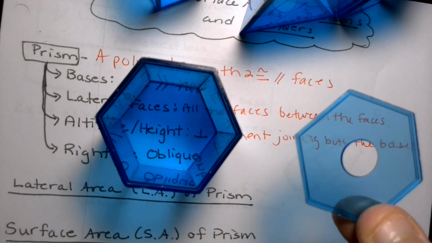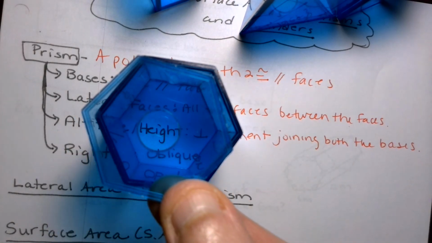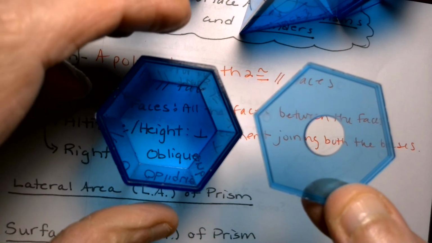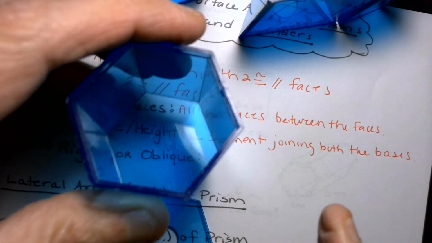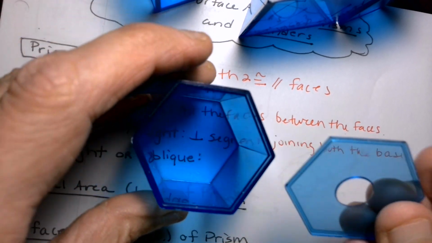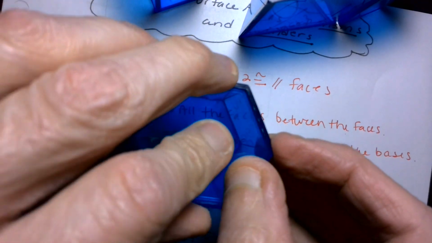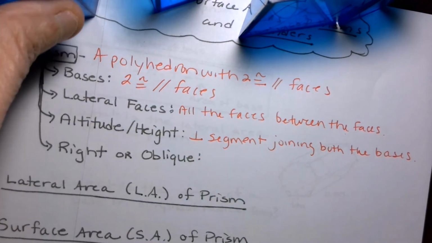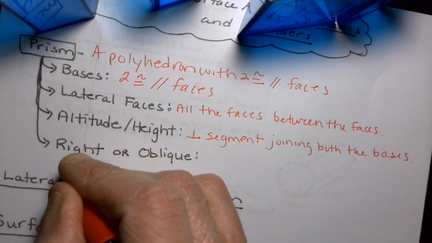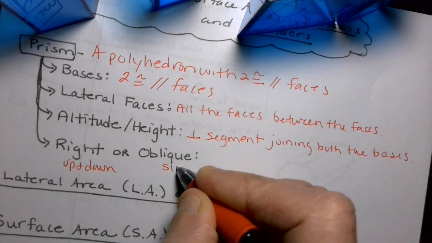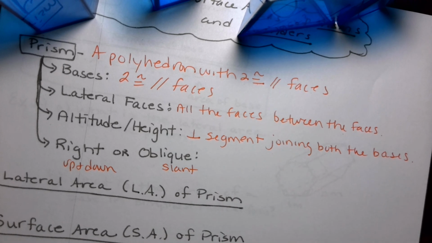Let's try this. If this top was over here, and then the base was on the bottom here, and it was kind of like this, angled. This is harder to do than I thought with this camera. If it slants to one side or another, it's called oblique. Okay, so right is basically going up and down straight, and oblique has a slant to it. The bases are still parallel though. They just, the middle part angles.